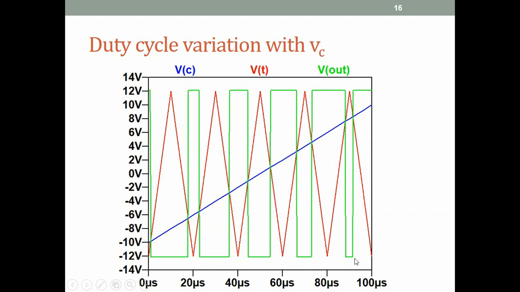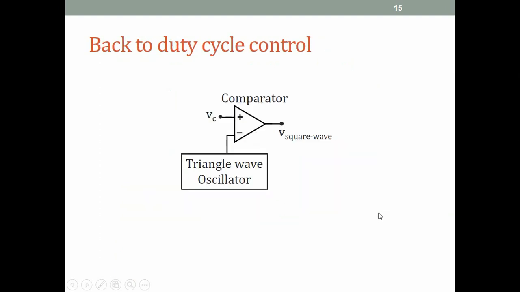Therefore, the duty cycle increases as Vc increases, which is exactly what we wanted to achieve. So this circuit, with a triangle wave input of a constant frequency and a DC voltage, causes a square wave output, and the duty cycle of the square wave can be changed by changing Vc. Alright, so this is our circuit.